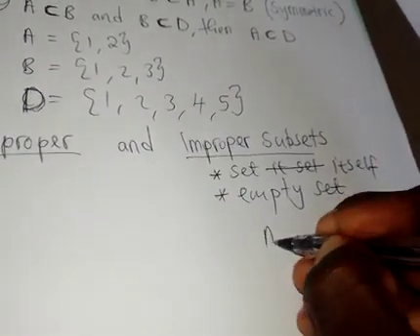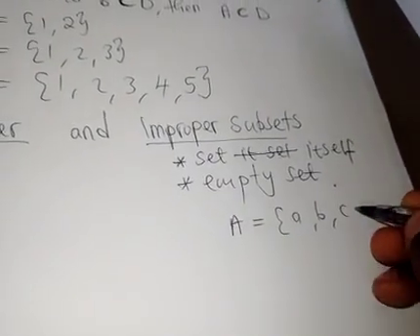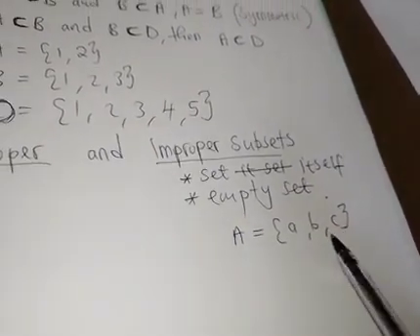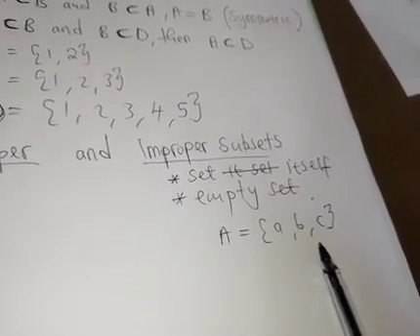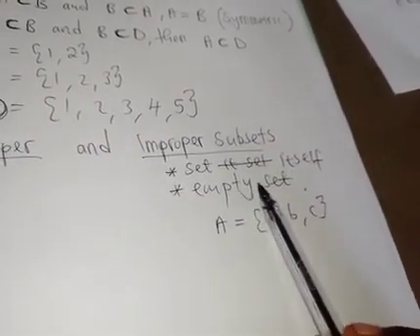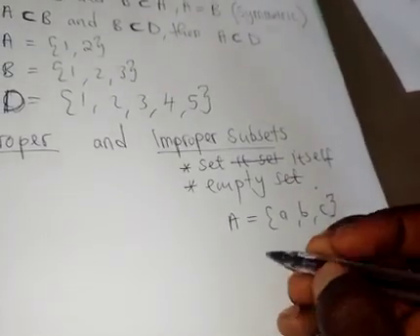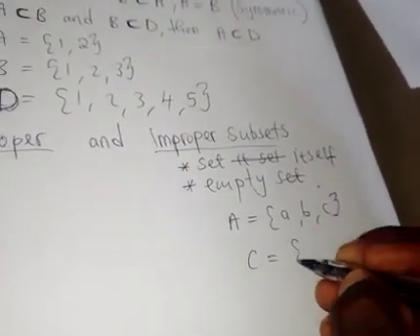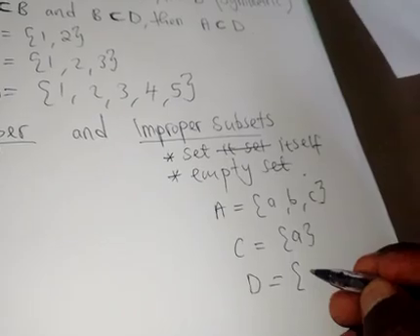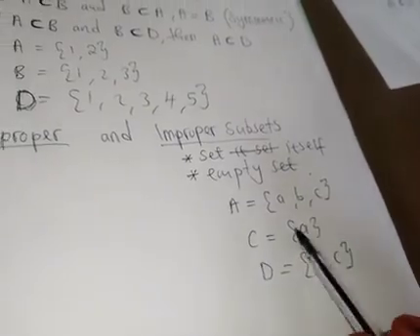For example, if you have set A having elements A, B, C. So this set A is a subset of itself. So we can say this set itself is an improper subset of set A, and the other improper subset is an empty set. Any other subsets of A, let's say if we have C equals A, like that, D equals BC, these are called proper subsets.